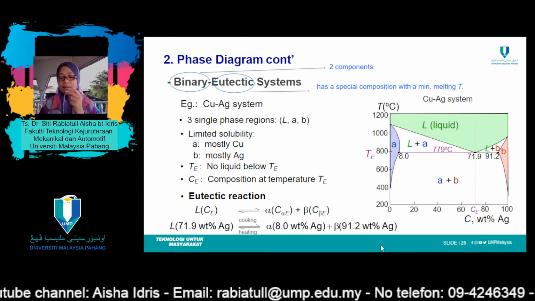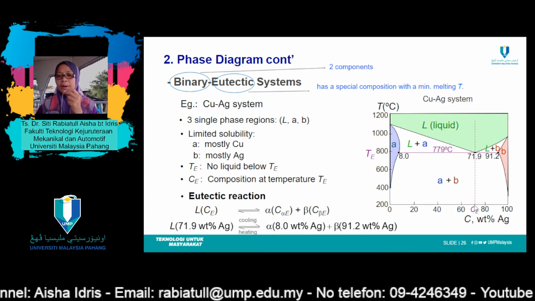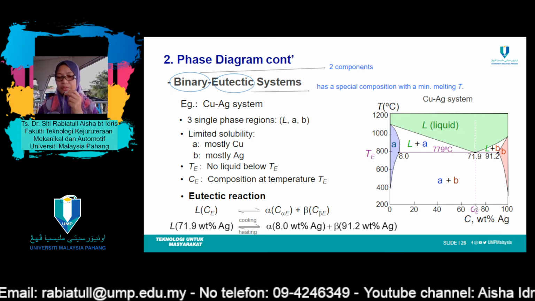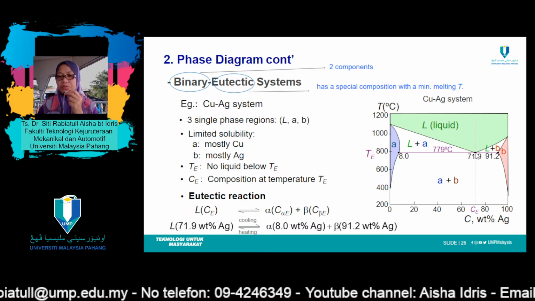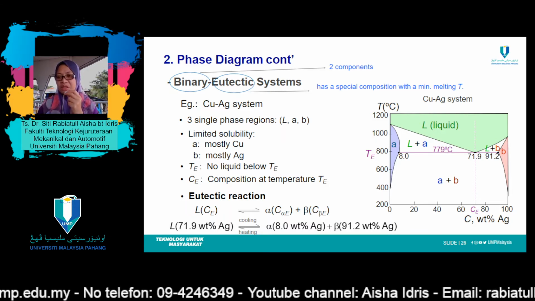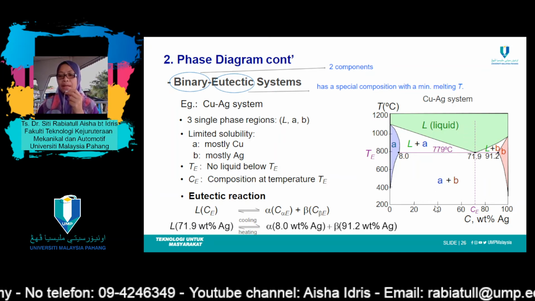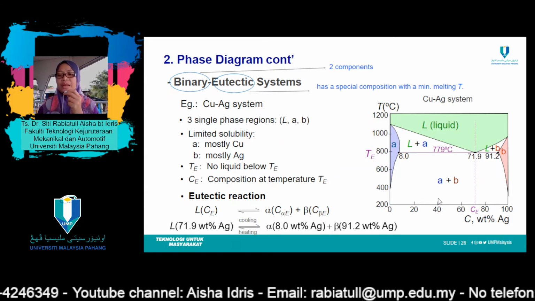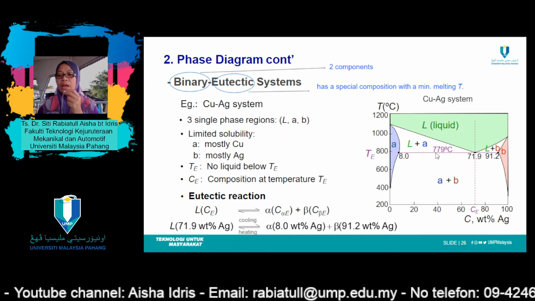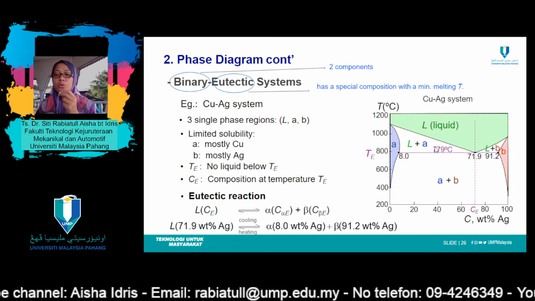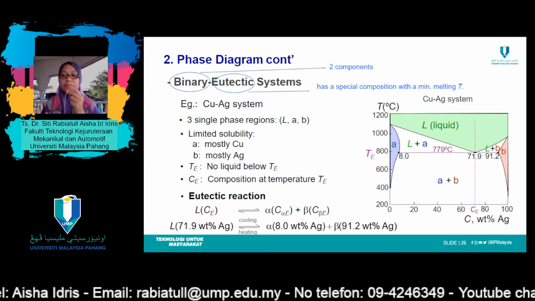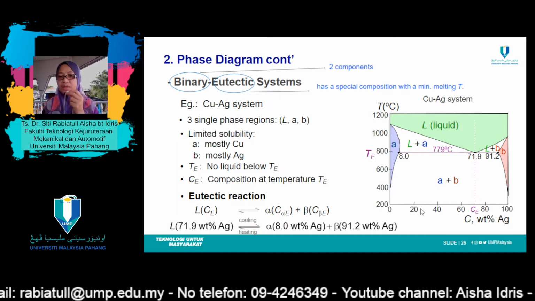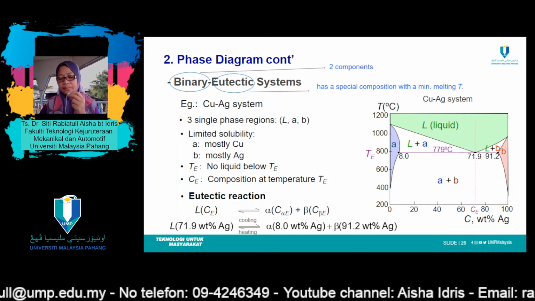Same goes for the heating situation. Once you heat this alloy from here, from solid, and reach the eutectic point, it will change straight away into liquid. As compared to this point, for example, if we take 40% of silver, you start to heat the alloy, and reaching this line, it will change into liquid plus solid alpha first before it changes into 100% liquid. So that is the special thing about the eutectic point.